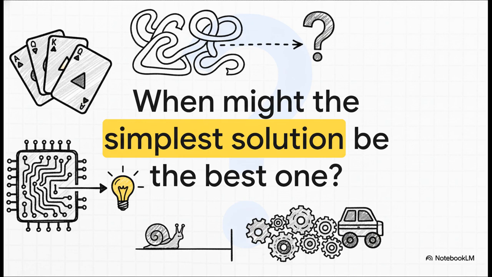And all of this kind of leaves us with a bigger, more philosophical question, doesn't it? We've seen that insertion sort is intuitive, it's elegant, but it's definitely not always the fastest tool in the shed. So it really makes you wonder, in a world that's filled with these super complex problems and even more complex solutions, when is the simplest answer actually the best one?